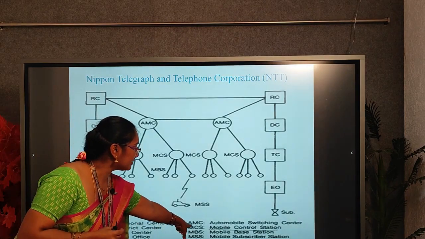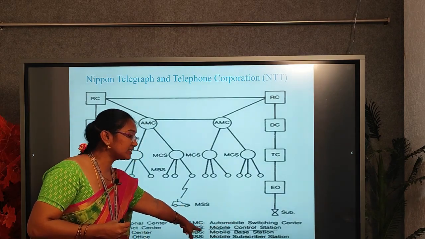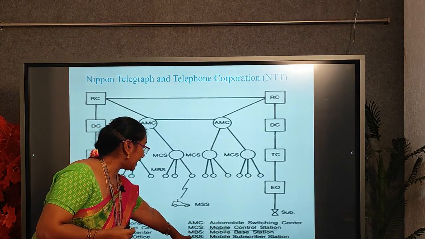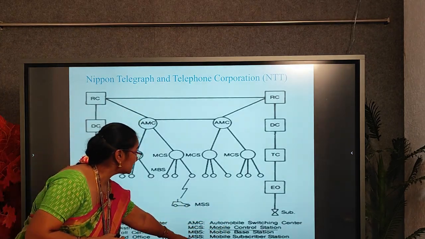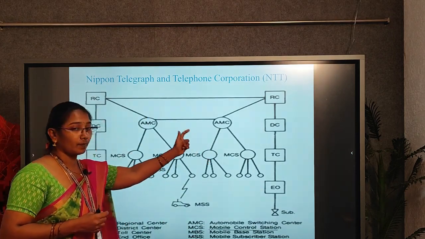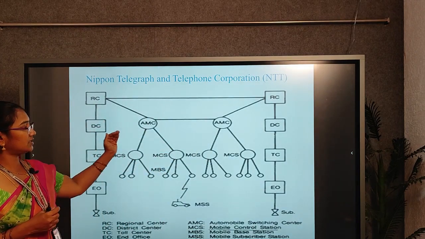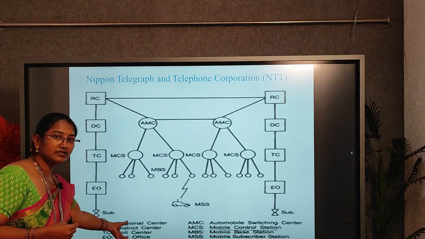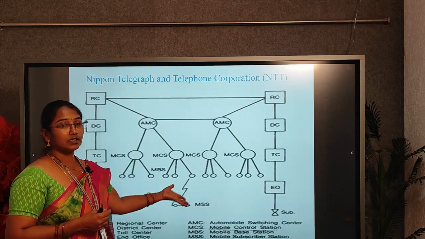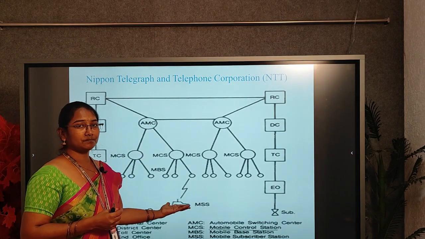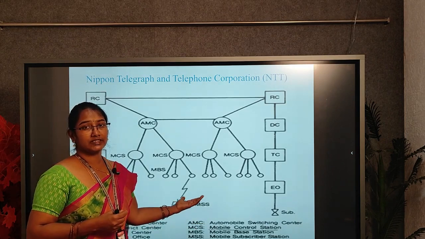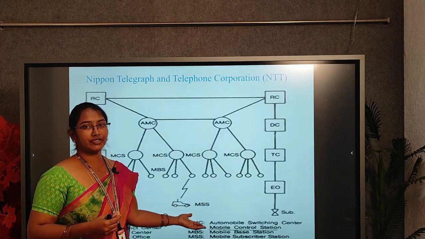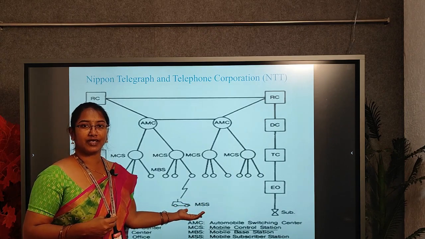And here AMC, automobile switching center. MCS, mobile control stations. MBS, mobile base station. And MSS, mobile subscriber station. These are the cellular ones. Okay, so this is the complete diagram. When we know these names, it's easy to understand how the communication is going on. Okay, thank you. This is the first unit and we will continue with the second unit in the next videos. Okay, thank you.